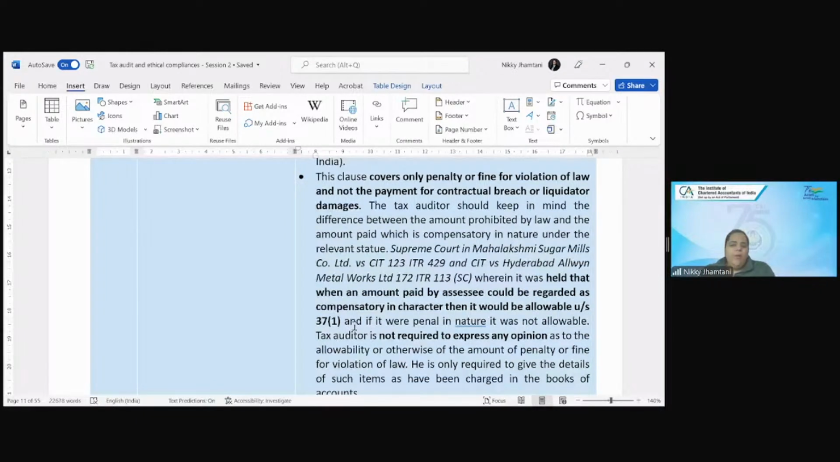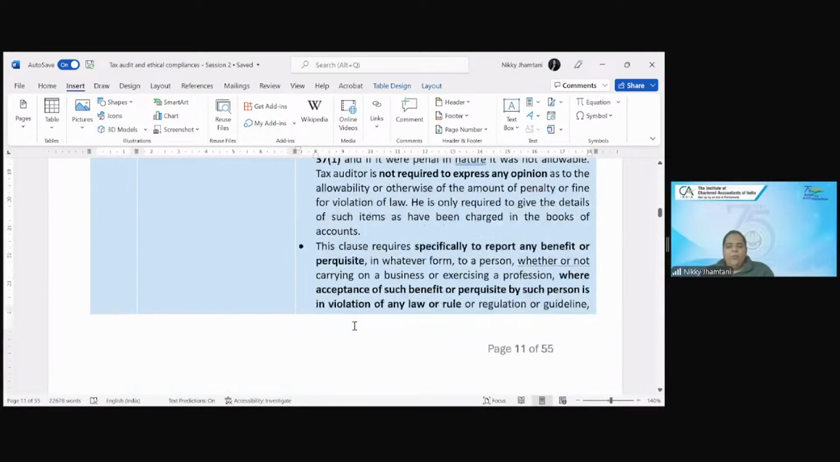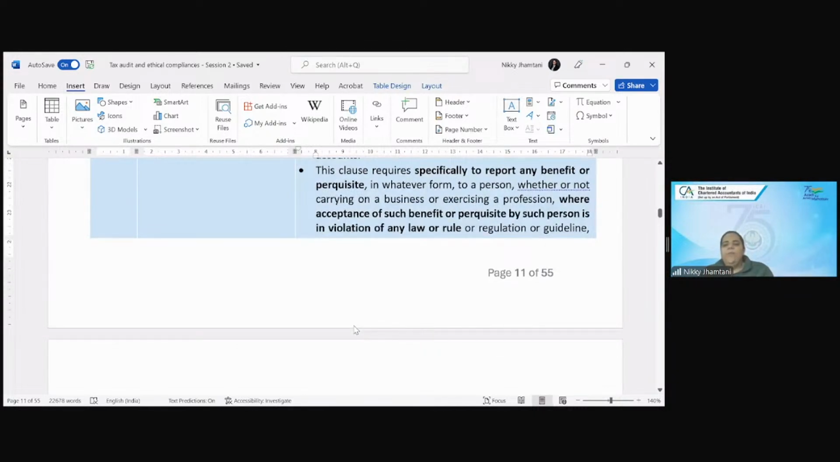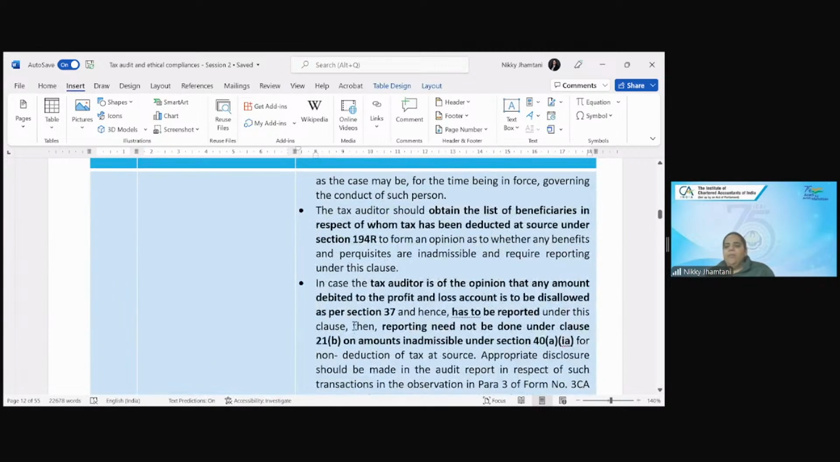The tax auditor is not required to express any opinion as to the allowability or otherwise of the amount of penalty or fine for violation of law. He is only required to give the details of such items as have been charged in the books of accounts. This clause requires specifically to report any benefit or perquisite in whatever form to a person, whether or not carrying on a business or a profession, where acceptance of such benefit or perquisite by such person is in violation of any law, rule, or regulation or guideline, as the case may be, for the time being in force, governing the conduct of such person. The tax auditor should obtain the list of beneficiaries.